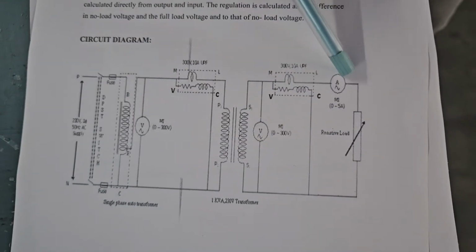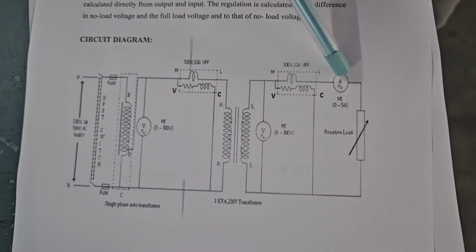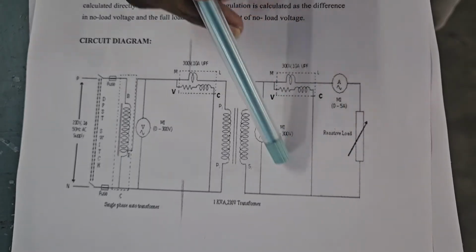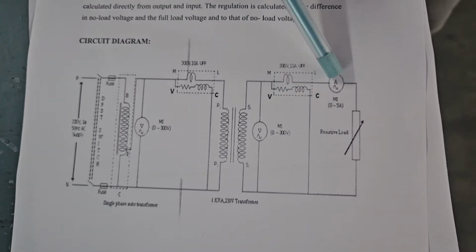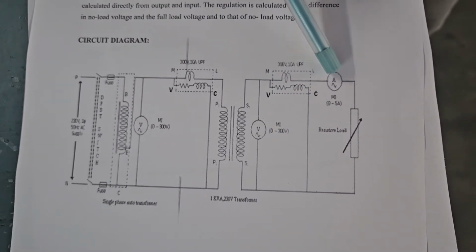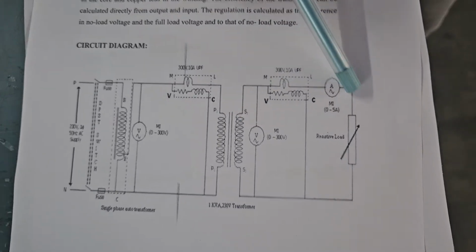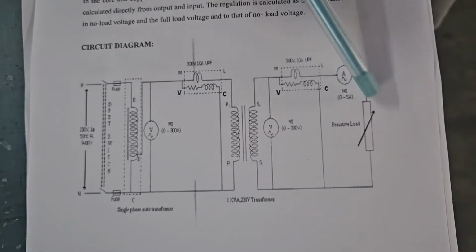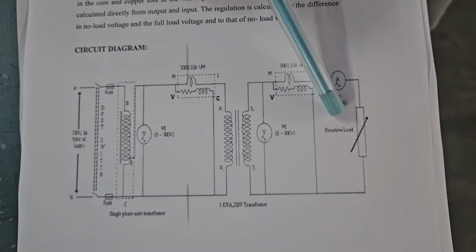I repeat, we have connected a wattmeter to measure output power, a voltmeter to measure the voltage across the load, and additionally also kept a meter over here to measure how much current is taken by the load. Okay, and we know that an ammeter must be connected in series, that is why it is connected in series with the load as well as the secondary winding. So these are the secondary side components.